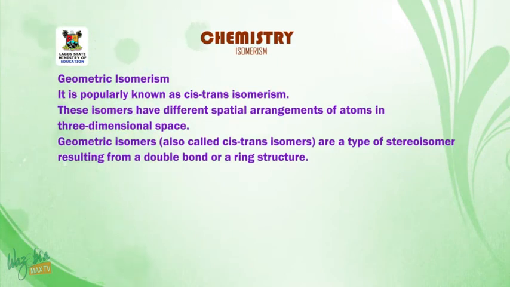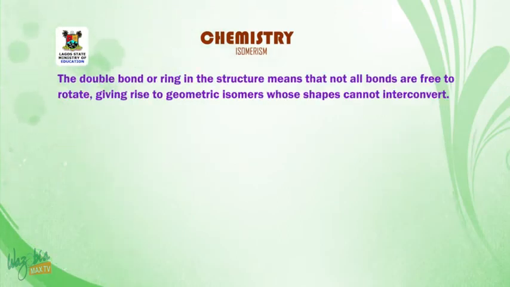Geometric isomerism is popularly known as cis-trans isomerism. These isomers have different spatial arrangements of atoms in three-dimensional space. Geometric isomers are a type of isomer resulting from a double bond or a ring structure. The double bond or ring in the structure means that not all bonds are free to rotate, giving rise to geometric isomers whose shapes cannot interconvert.